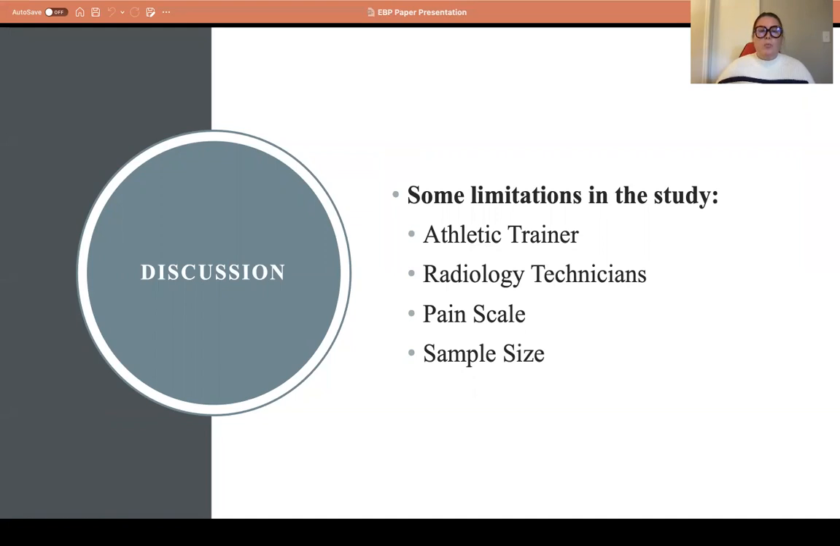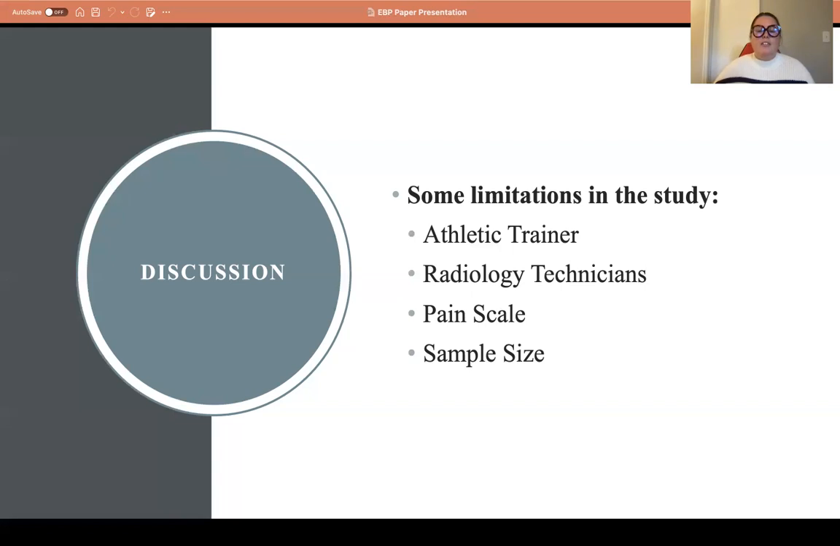Also, when the patients were sent off for MRIs, which were immediately after the injury, the radiology technicians may not have been the same. I know that doesn't make much difference, but it could have made a difference if there was a larger study of people.